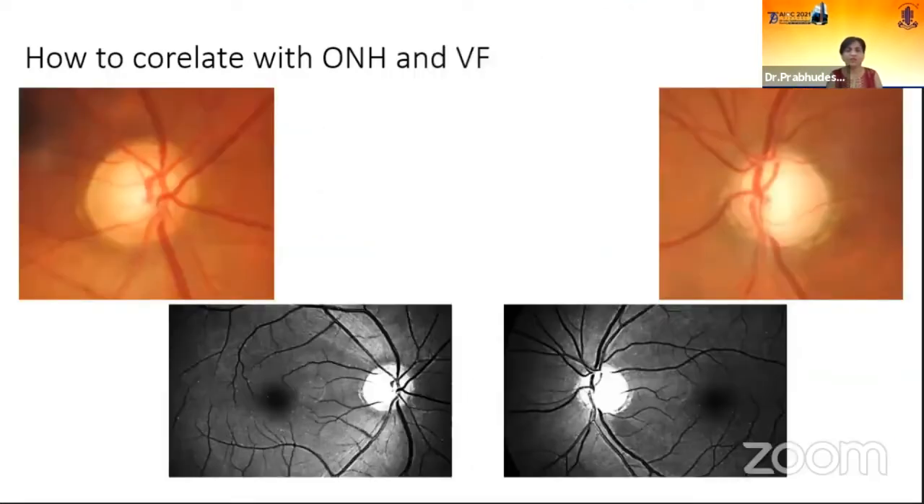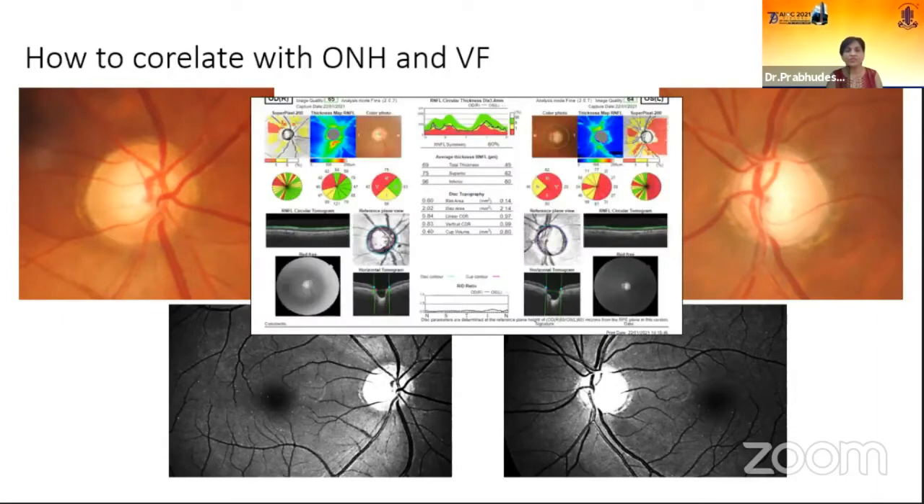Then how to correlate ONH and visual field. Here you can see that it almost looks normal, but superior thinning is there. And on the left side, there is vertical enlargement with thinning of NRR, and you can see the RNFL defects here. So when we do OCT, we can see that the other areas are absolutely normal, and there are certain RNFL defects. Now we need to compare that with the other eye.